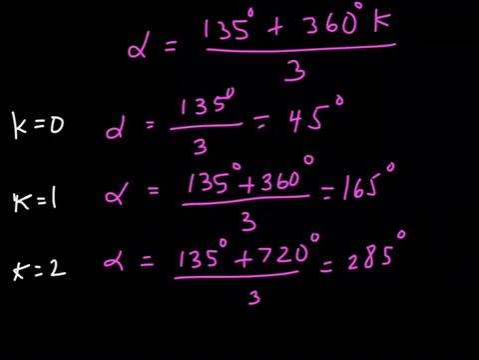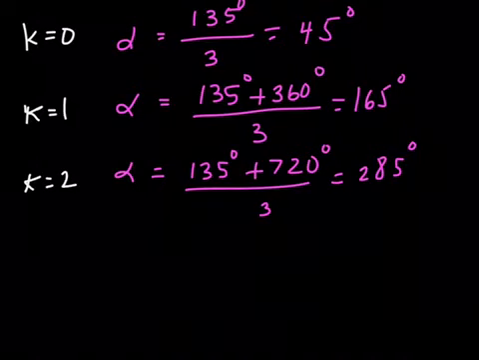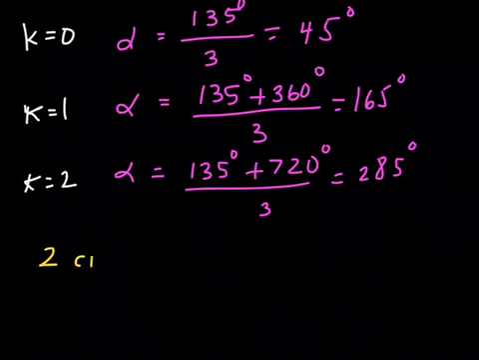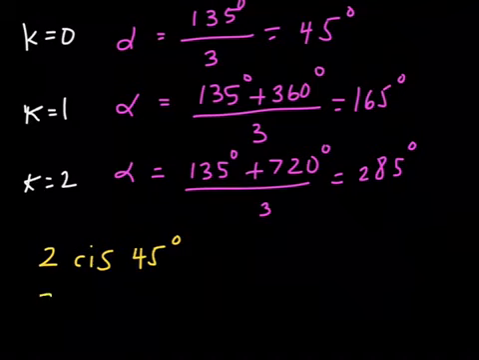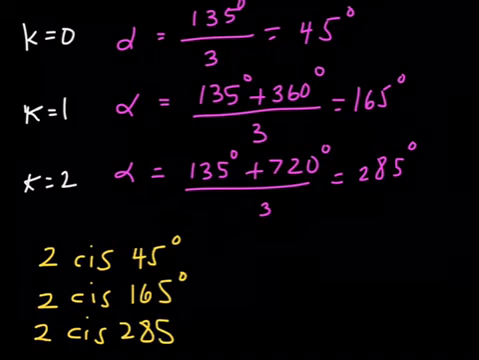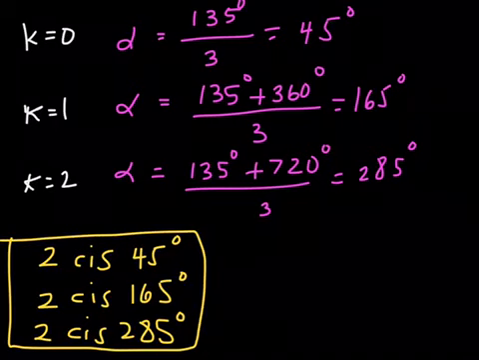Now, let's write down our final answer. You and I were looking for the three cube roots of 8 cis 135 degrees. So here are the three cube roots. All of their absolute values will be 2. Do you remember that? R was 2. So the first one will be 2 cis 45 degrees. There's one cube root. The next one is 2 cis 165 degrees. And the last one is 2 cis 285 degrees. These are the three cube roots of 8 cis 135 degrees.